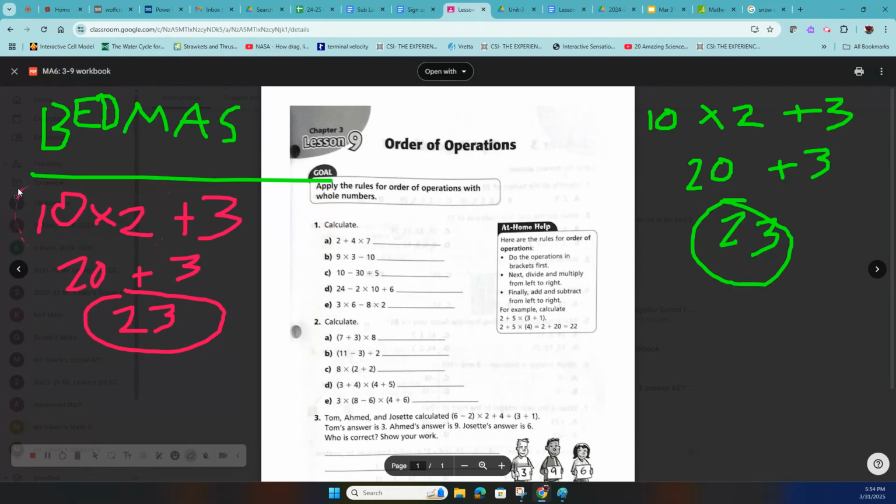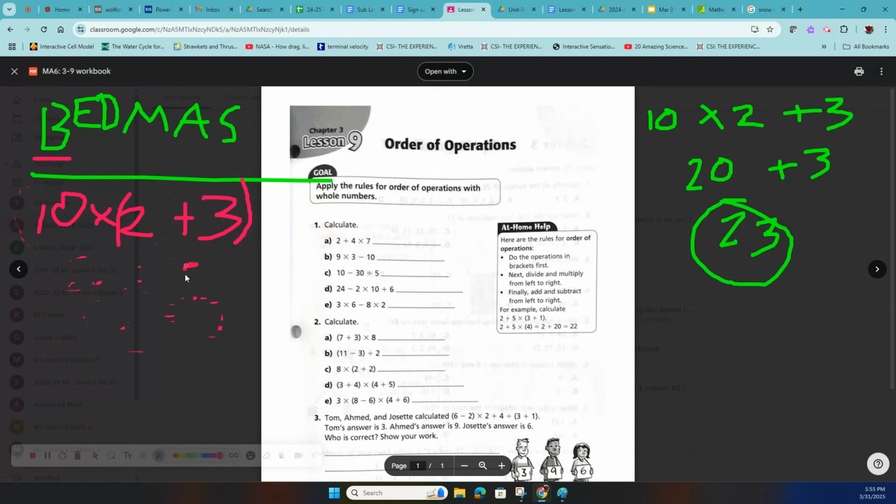Sorry, this eraser is ridiculously small. There we go. This time, I'm going to put the brackets around 2 and 3. So let's see how that changes things. Looking at BEDMAS, do I have brackets? Yeah, I do. And look, there's stuff inside that I can simplify. So I have to do the brackets first because it's first in BEDMAS.